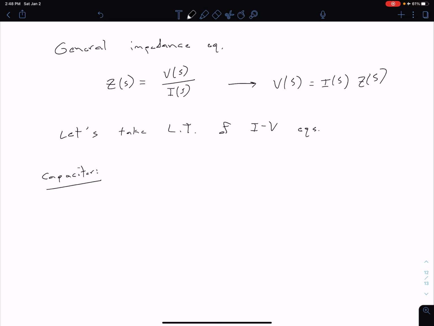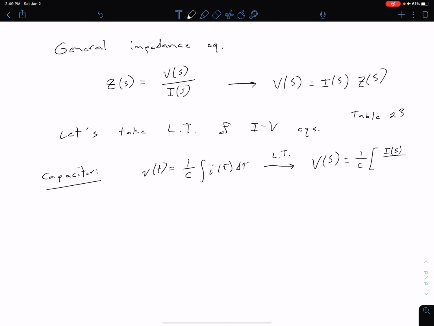For our capacitor, this information can be found in table 2.3. We have V of t equal to 1 over C times the integral of I of tau d tau, where tau is just a dummy variable. If we take the Laplace transform and use our Laplace transform properties, in this case, because we have an integral, I'm going to use the integral property. We see that V of S equals 1 over C times I of S divided by S.